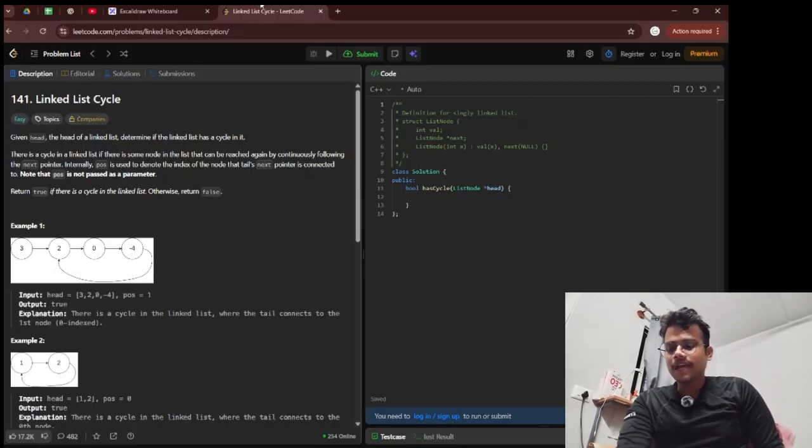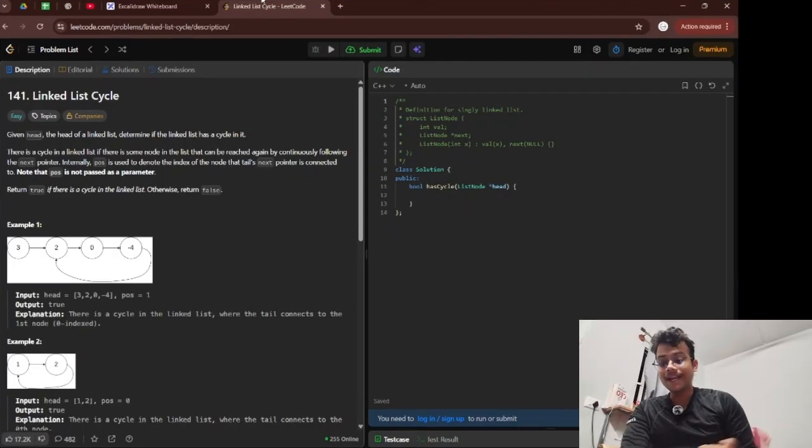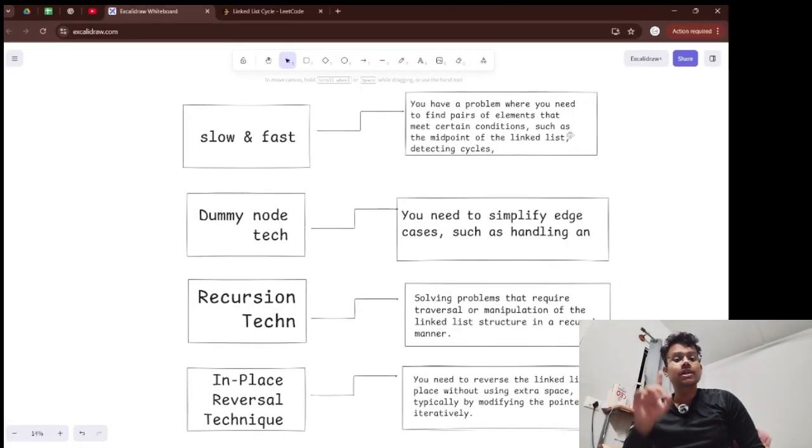Given the head of a linked list, determine if the linked list has a cycle in it. There is a cycle in a linked list if there is some node in the list that can be reached again by continuously following the next pointer. Internally, pos is used to denote the index of the node that the tail's next pointer is connected to. Note that pos is not passed as a parameter. You have to return true if there is a cycle in the linked list, otherwise return false. So you just have to identify the cycle. You saw the question, right? Now I'll show you the patterns.